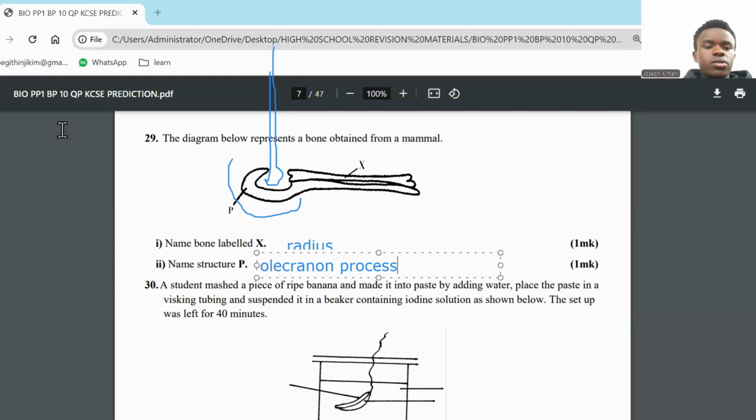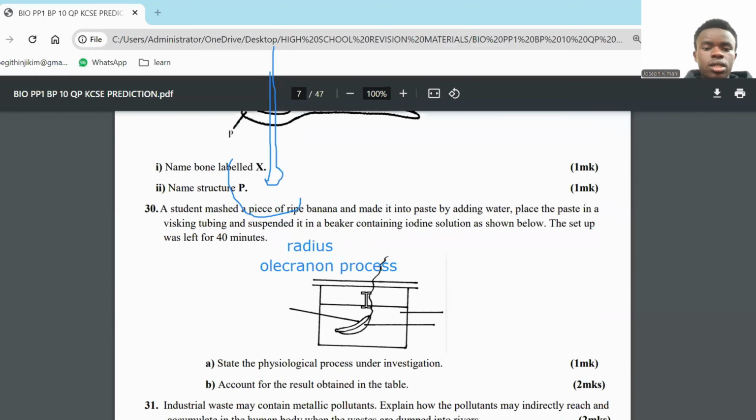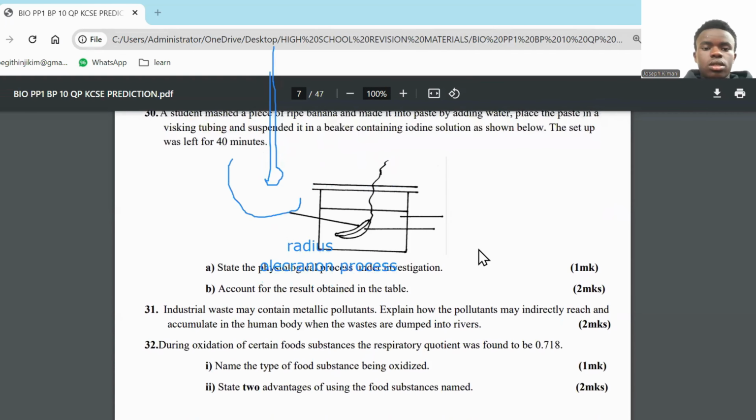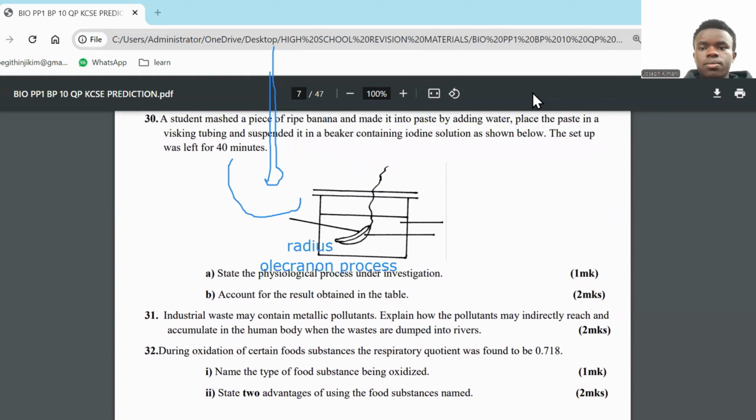Now we move on to the next question. Question 30, that is, sorry. Just submit this. I need to erase this one.